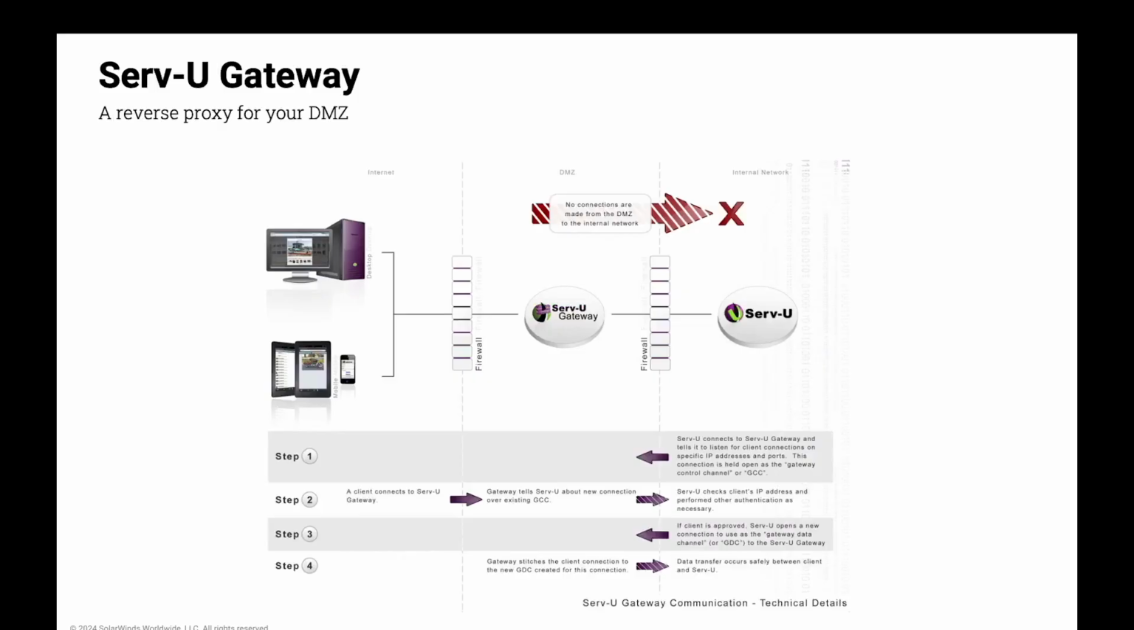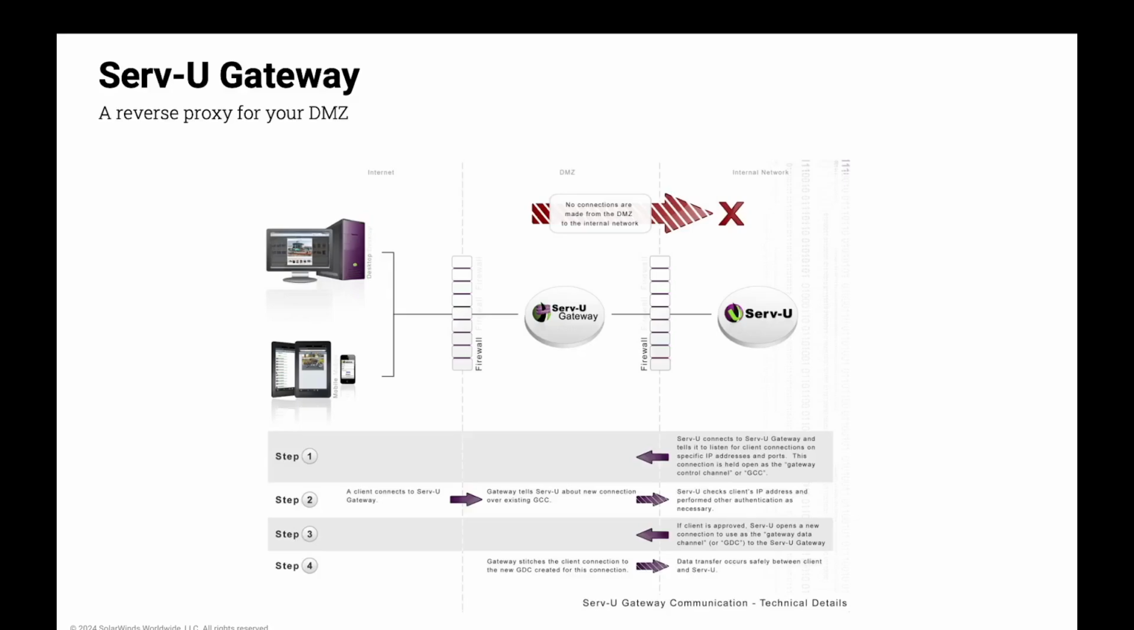For additional security, one or more Serv-U gateways can be licensed as an add-on for both Serv-U MFT and Serv-U FTP. The gateway would be deployed in your DMZ. Inbound connections from the Internet would be allowed through your perimeter firewall. The firewall policy between your DMZ and your internal network can be configured to block all inbound traffic from the DMZ. Serv-U connects to the Serv-U gateway and tells it to listen for client connections on specific IP addresses and ports. This connection is held open as the gateway control channel.